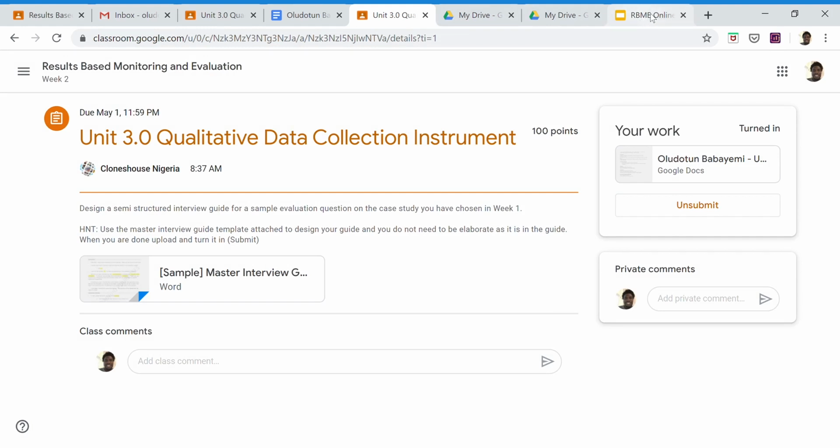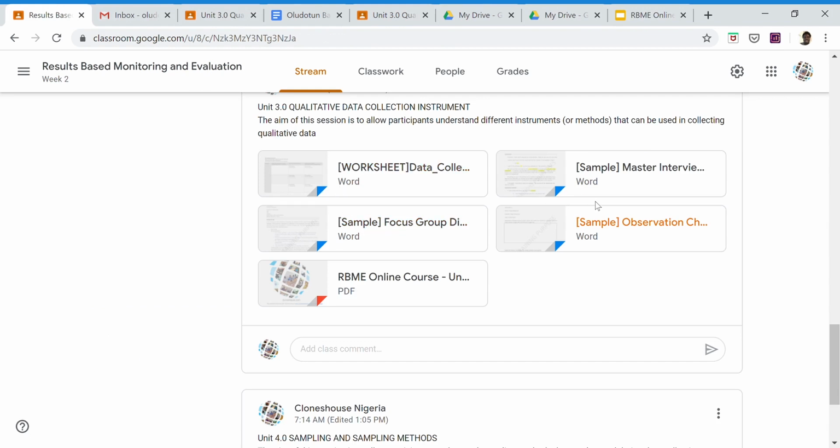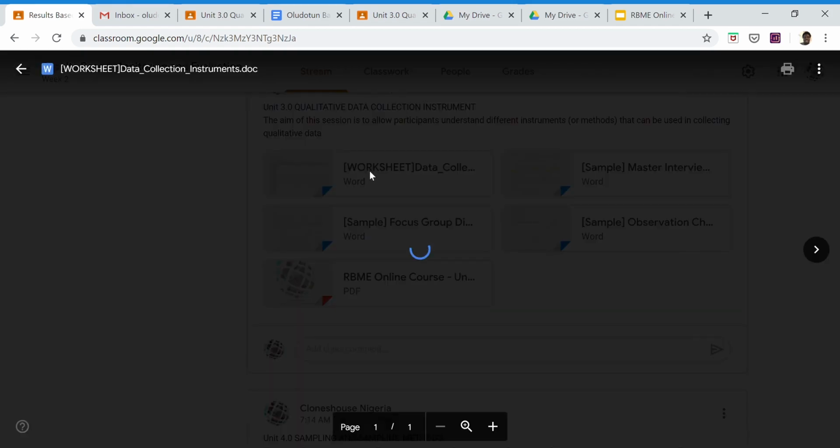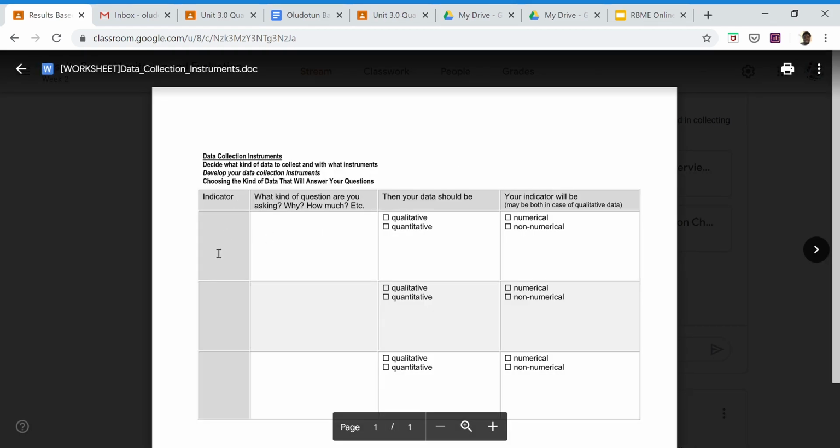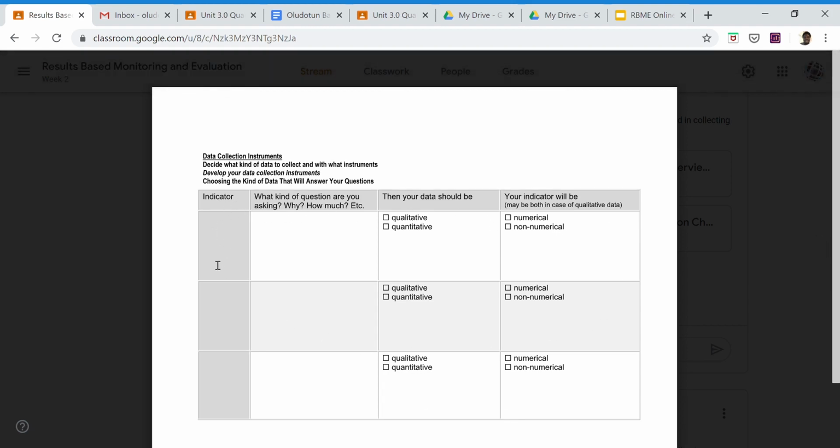It's advisable that you explore some of the other instruments: focus group discussion, master interview, observation checklist. They're great. There's also a worksheet you could take a look at, a four-column table about your indicators. What are your indicators? What kind of questions are you asking? That's your evaluation question. Then it tells you what kind of data collection instruments you should use.